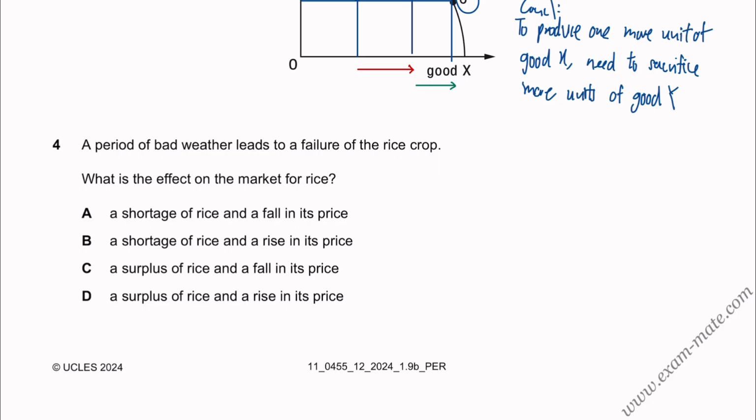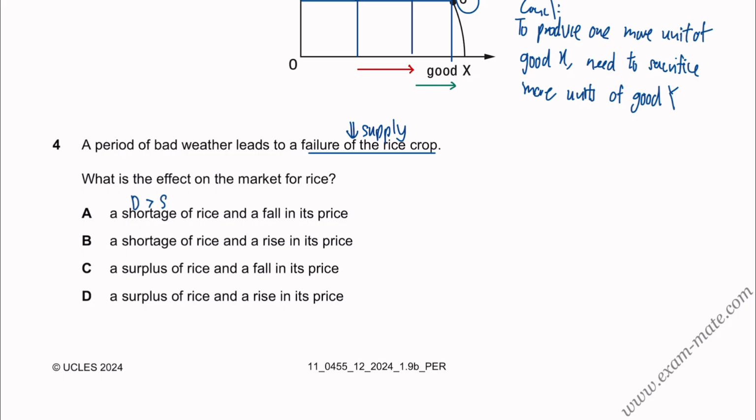Question 4. A period of bad weather leads to a failure of the rice crop. What is the effect on the market for rice? So failure of rice crop, this means that there will be a reduction in supply of rice. Okay, so you can just draw a diagram. But before that, let's determine first. So what is shortage? Shortage is demand more than supply.